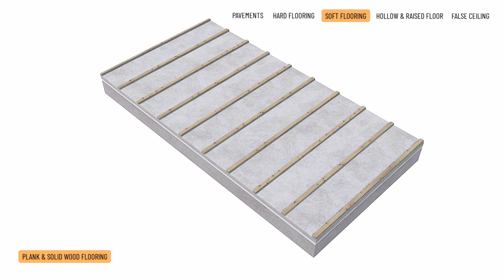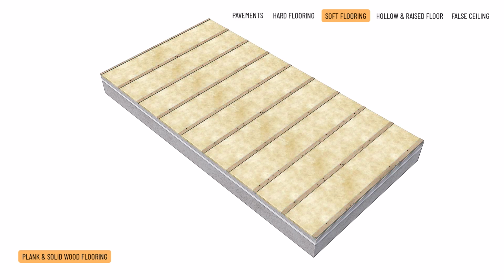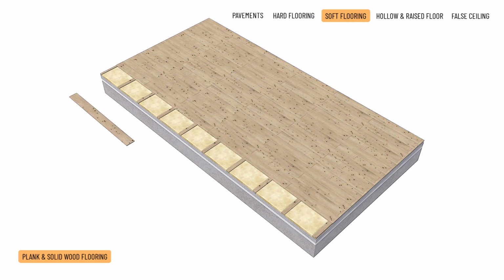Between the battens, fibrous thermal insulation or expanded clay aggregate is used as a sound and heat insulating material. And the boards are connected with tongue and groove joints.